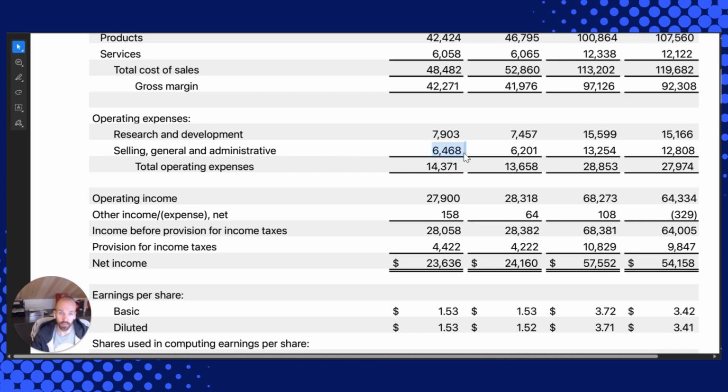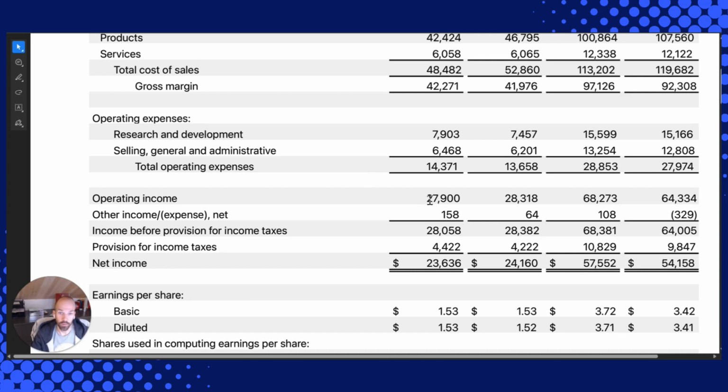Normally this component would be broken down much more than it is here, but that's the way that Apple does it. And that gets you to total operating expenses. So operating income is basically gross margin minus your operating expenses. And sometimes this is called EBIT, or earnings before interest and tax.